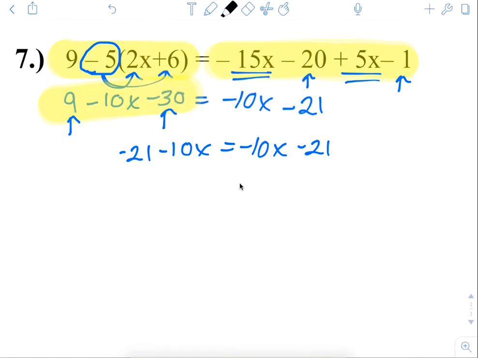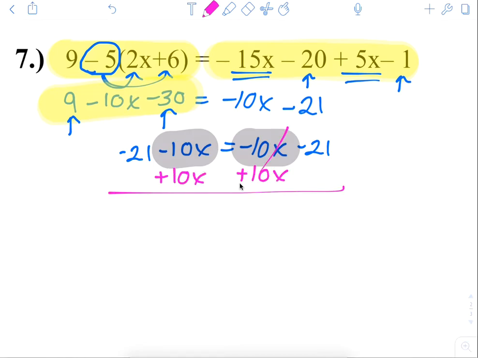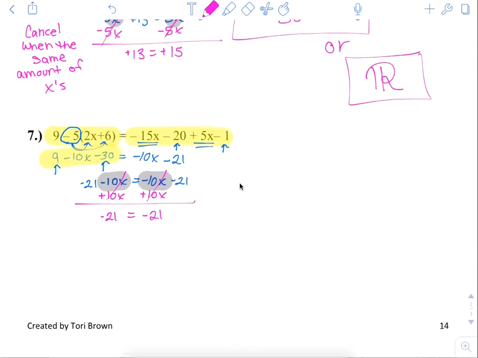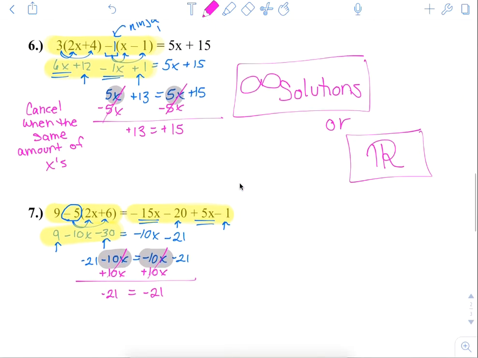Next step, we're looking to see, do I have more variables on one side than the other? They're actually exactly the same. So if I try to cancel them out, plus 10x, they are both going to cancel. Now, do I still have a number on both sides of the equal sign? Yeah, minus 21, minus 21. And are those values the same? Oh my goodness, I totally messed that up. Let's go back and look at this real quick.